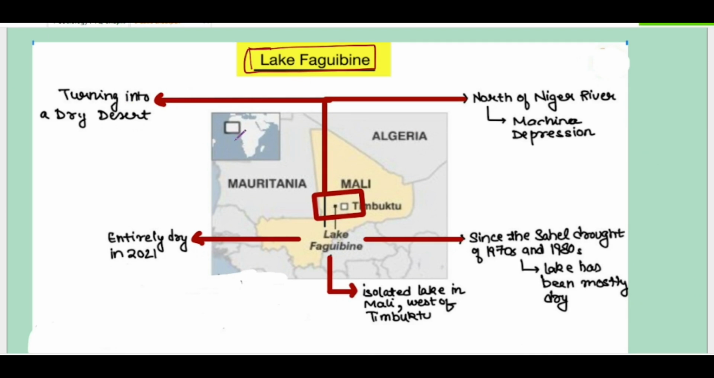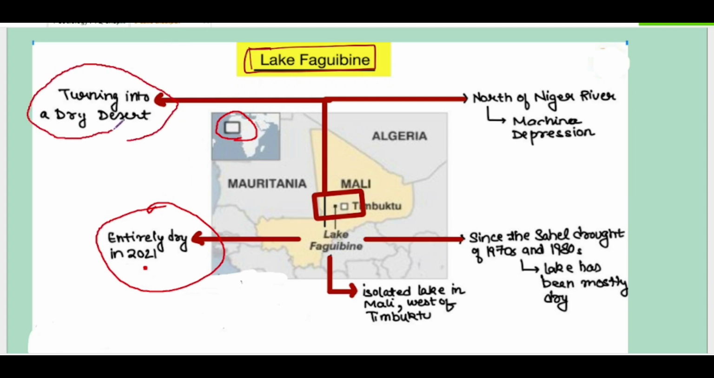Lake Fogubine is in West Africa, in Mali, and you can see that Lake Fogubine was entirely dry in 2021. UPSC asked last year which lake has now become dry in Africa. So this is the answer to that question: Lake Fogubine. It is found in the Machina depression of Niger in Mali. So Machina depression is one depression in Mali. In that depression you can find this Lake Fogubine, and it has been drying since 1970 or 80.